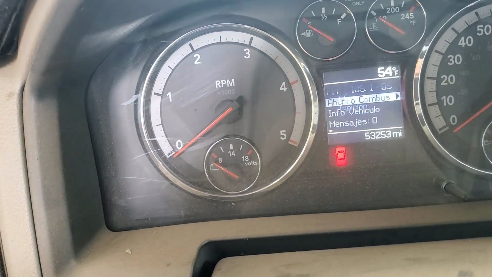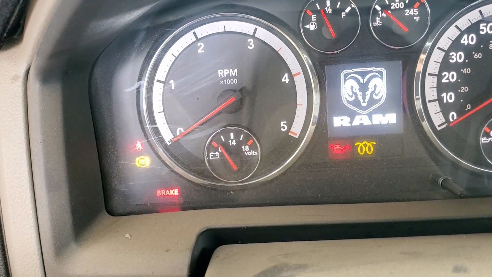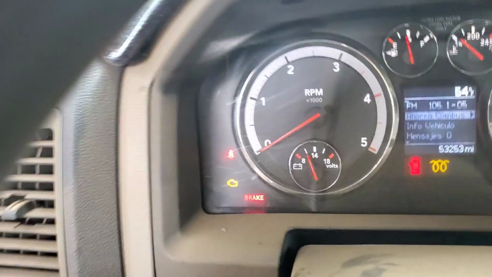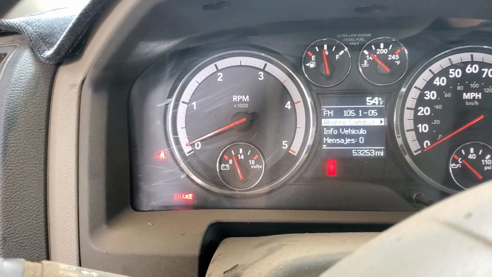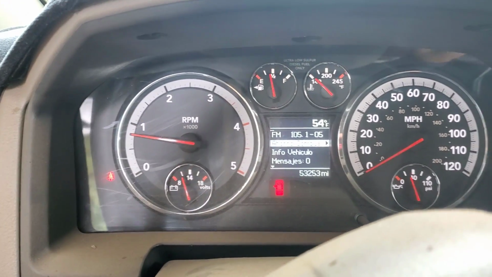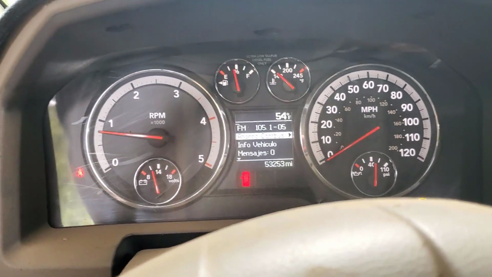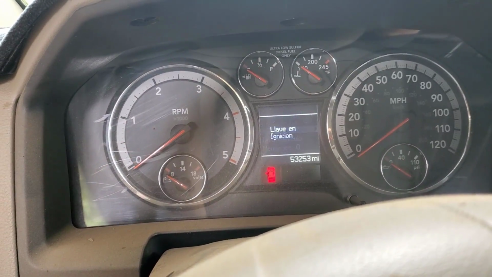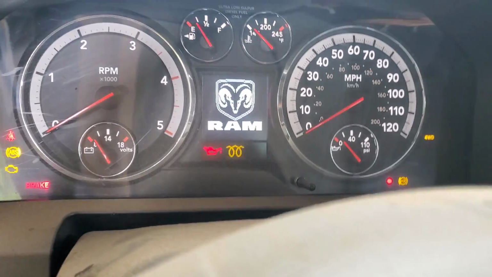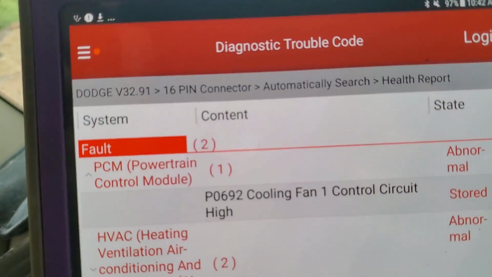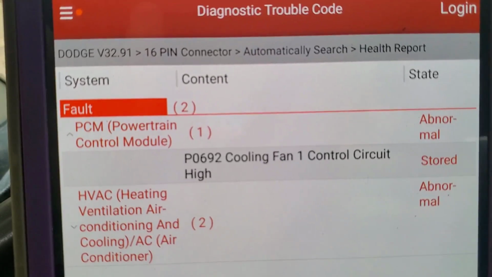Let's verify. Check engine light on. It's not on right now, but we're gonna scan for codes and go from there. Okay, well, this is the diagnostic trouble codes we have here in the system.